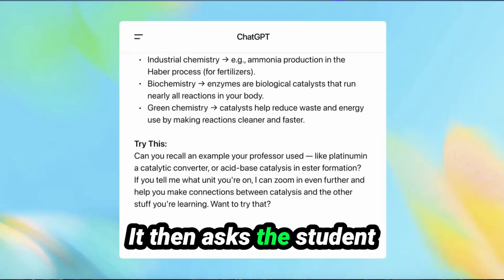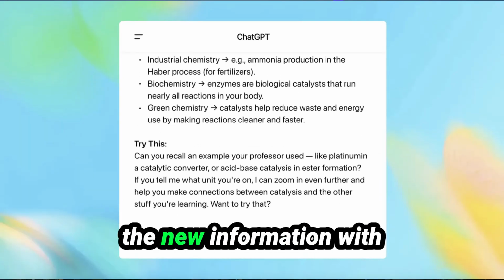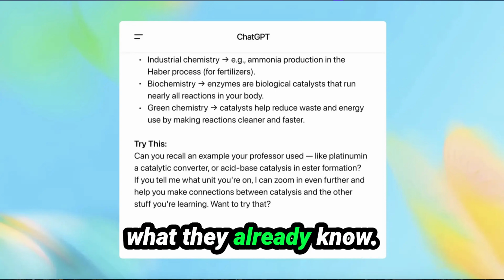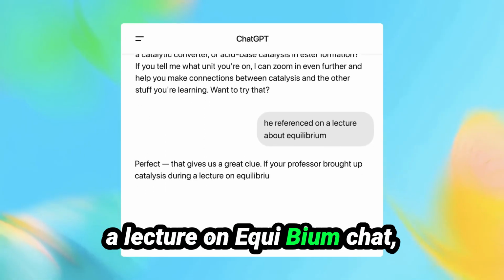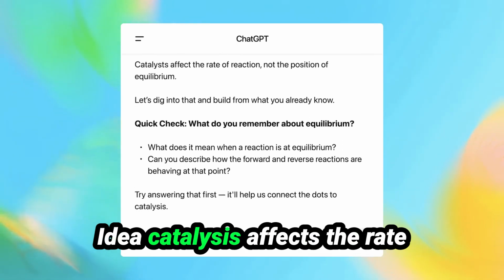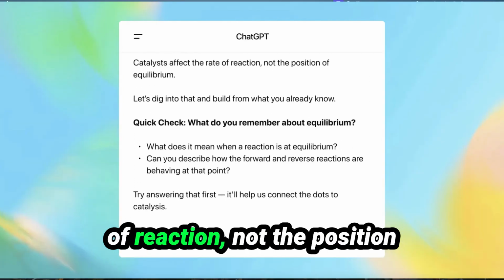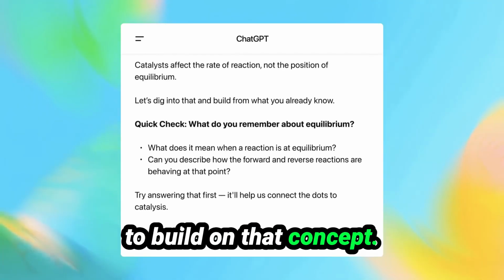It then asks the student about specific examples from their class to connect the new information with what they already know. When the student mentions a lecture on equilibrium, ChatGPT zeroes in on the key idea: a catalyst affects the rate of reaction, not the position of equilibrium, and then continues to build on that concept.